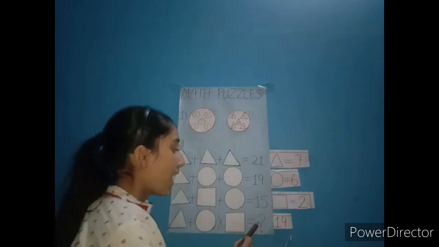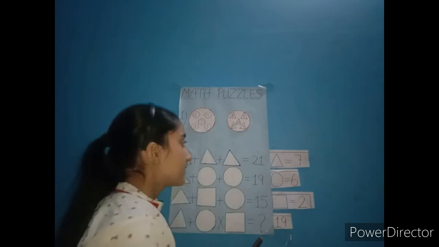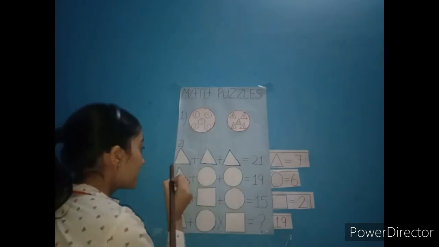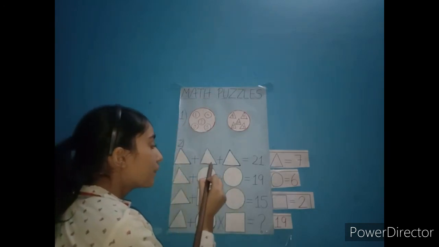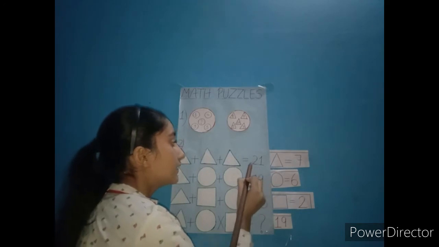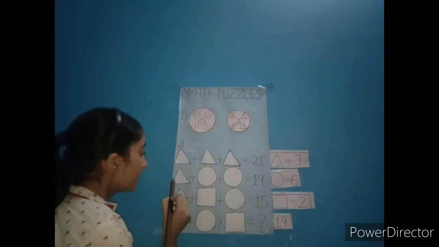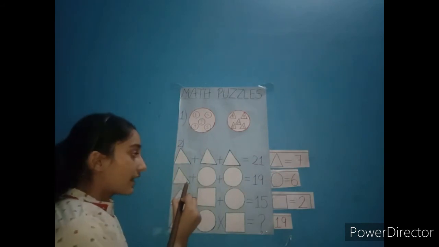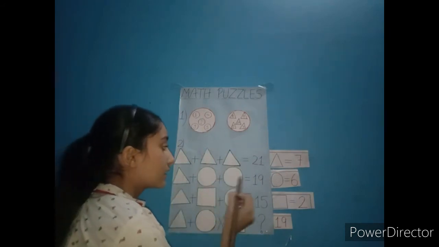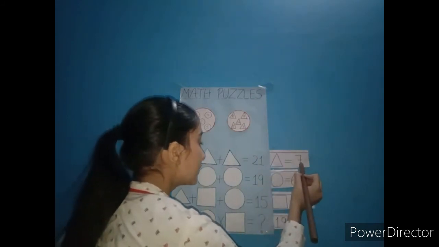Now let's see the answer to this question mark. The answer is 19. You would be thinking, how is it 19? So let's see. In the first step, it was shown that the sum of 3 triangles is equal to 21. If the sum of 3 triangles is equal to 21, then one triangle is equal to 7. We will divide here. Now, in the next step, it is shown one triangle added to 2 circles is equal to 19. We know the value of one triangle. It is equal to 7.